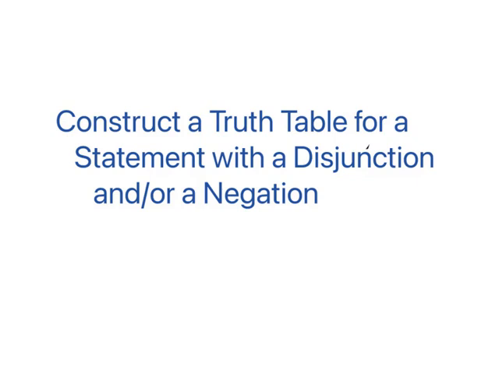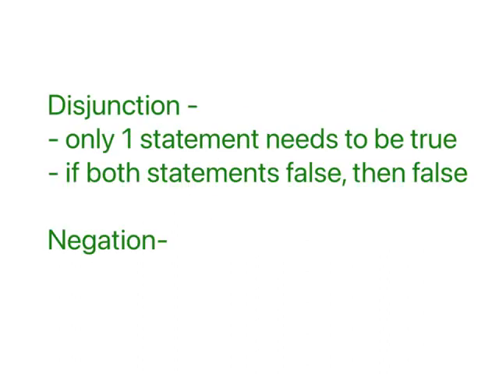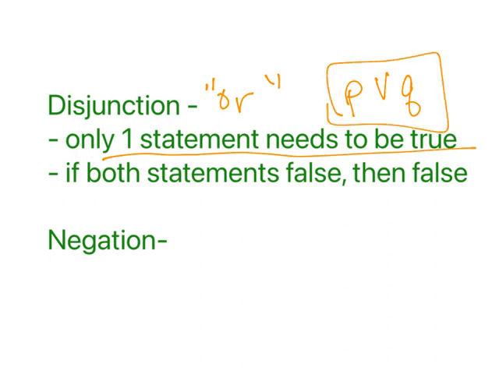Construct a truth table for a statement with a disjunction and a negation. Well, what do these words mean? A disjunction is an or statement, so talking about P or Q. When you're talking about a disjunction, an or statement, only one statement needs to be true for the entire disjunction to be true. If both P and Q are false, then the entire disjunction is false.